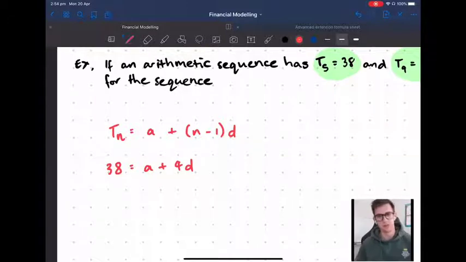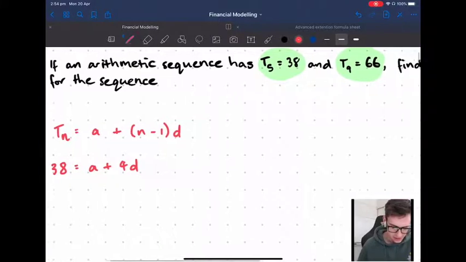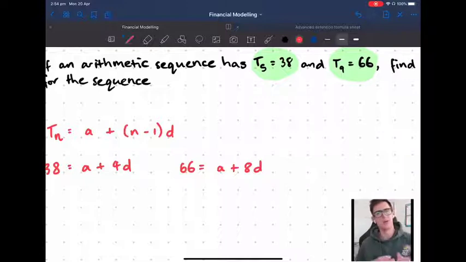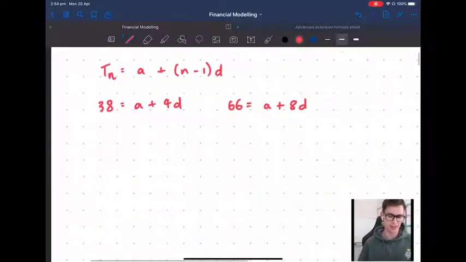And you'll notice I've set up this little equation. It would then make sense to do that with the other term, and we're going to have two equations, or as I said before, simultaneous equations. So T9, which is 66, is going to be A plus, now 9 take away 1 is 8, times the difference. If you did that with the brackets and then did your answer, because you just want to make sure you don't skip a step, that's fine. Not necessary though.